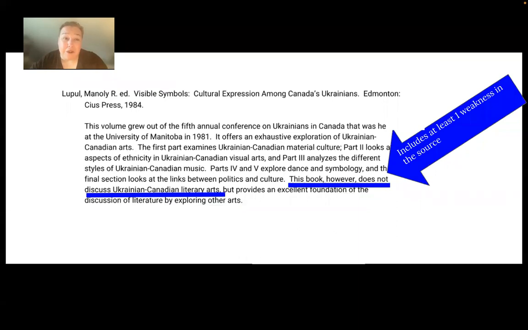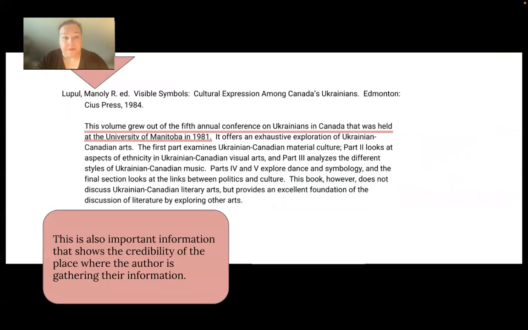All right, not every article or text or book is perfect. So you need to include the weaknesses in the source. And that's the first part of that sentence where it says, this book, however, does not discuss, and it tells us it doesn't discuss Ukrainian Canadian literary arts. So it lets us know a weakness that's within this text. So in the research, the person researching this might need to find another source that does include information because they might need that for their final project.